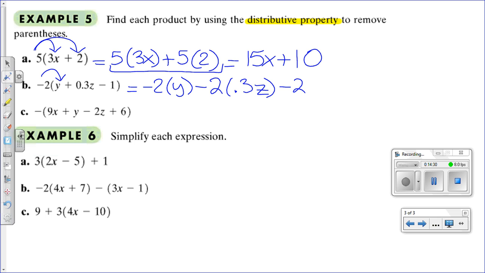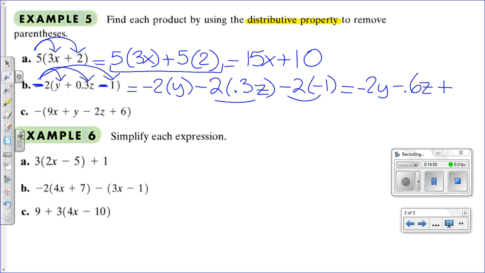minus 2 times -1. And this is where you need to be very careful when you have a negative sign and then another negative sign. So to answer this question, we'll have -2 times y, that is -2y. -2 times 0.3z, that will be -0.6z. And -2 times -1 will become +2 because we have a negative times a negative.